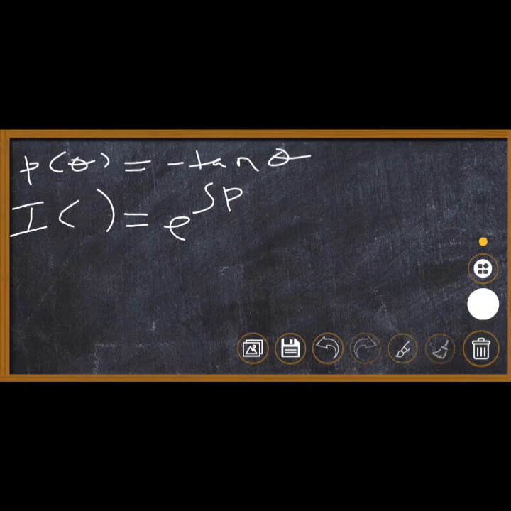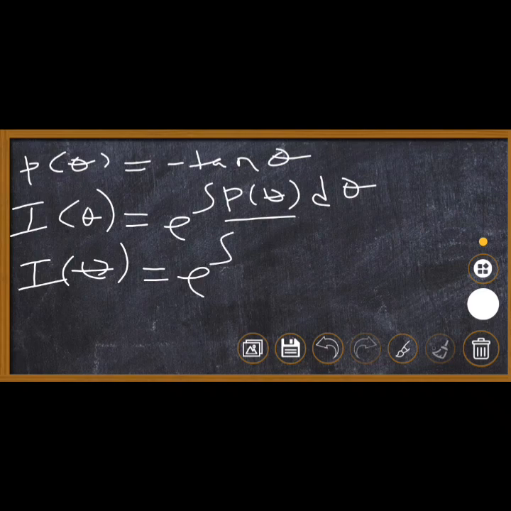So here it's theta, and even here it's p of theta, g what? g theta. So in this case, we know that our p of theta is negative tan theta. So let's replace with that value. So e to the power of the integral of p of theta, which is negative tan theta, g theta. So we may go ahead and find the value for that.